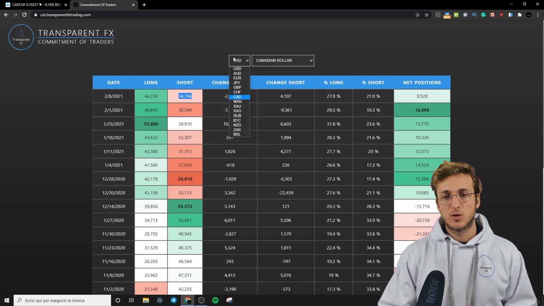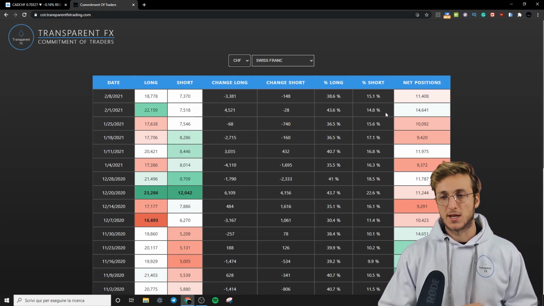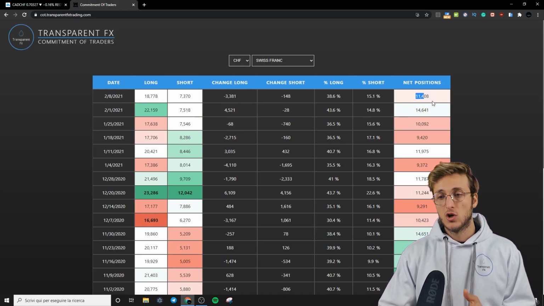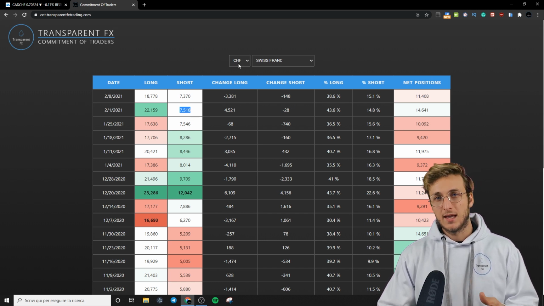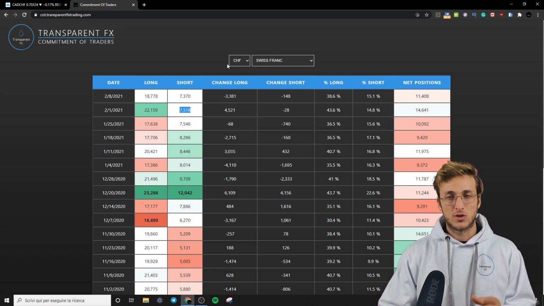Now, if we go and see what we have from a CHF perspective, what we can see now on the CHF, we see a drop in the net positioning as well, with 3.3K longs getting closed, long positions dropping from 22K to 18K, and shorts more or less remaining unchanged. So what we're having is a weak CAD and a weak CHF, which is not good.